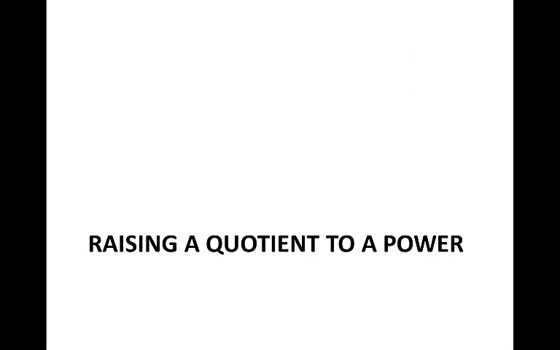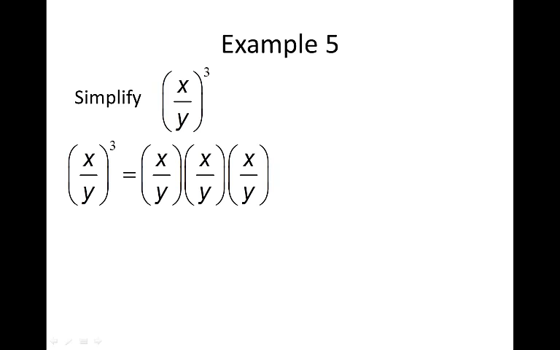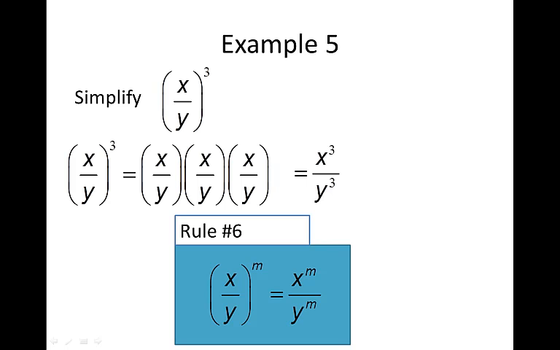So raising a quotient to a power. So if I have x divided by y cubed, again, what does this mean? When I'm cubing something, I'm just multiplying it by itself that many times, 3 times. So x over y times x over y times x over y, which is just x cubed over y cubed. So again, our rule number 6 is if we have x divided by y to the m, I can just apply that exponent to the top and to the bottom, numerator and denominator of the fraction.